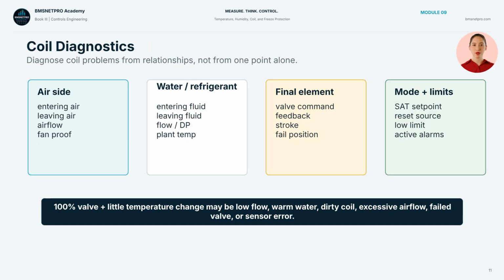Coil diagnosis requires relationships. Trend entering and leaving air temperature, entering and leaving water temperature, valve command and feedback, airflow, flow or differential pressure, fan status, plant supply temperature, set points, and active limits. A cooling or heating valve at 100% with little response does not prove the valve failed. It may indicate missing fluid flow, poor fluid temperature, a dirty coil, excessive airflow, sensor error, or capacity above design.